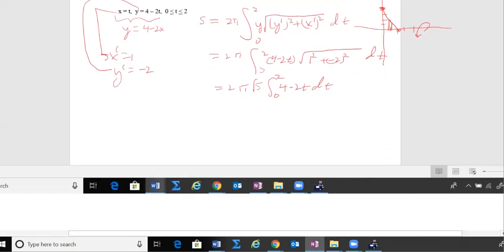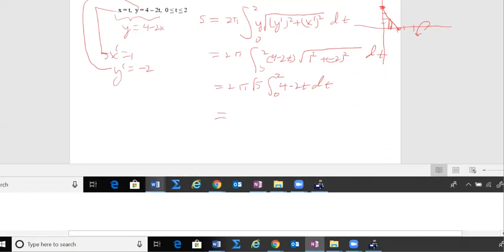Okay, now that equals 2 pi root 5. Let's evaluate here. Got a 4t minus t squared from 0 to 2. So we have 2 pi root 5, and then that's an 8 minus 4. So it looks like that becomes 4, which is 8 pi root 5. Okay.